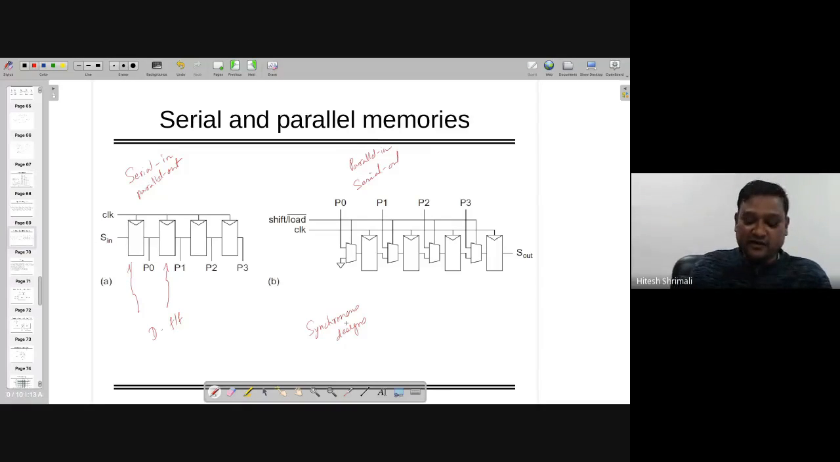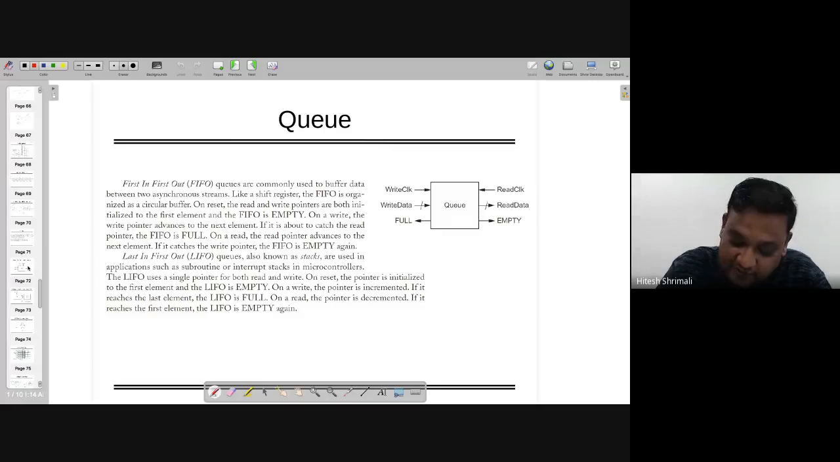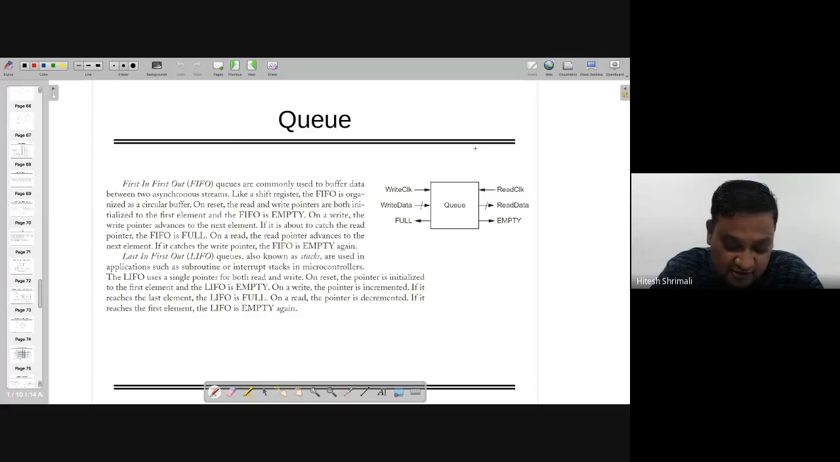If you want, you can go further and have asynchronous design also, to have serial and parallel memories, right? For completeness, there is one more thing which is called Q. Q memory has FIFO and LIFO, meaning first in, first out, where you might have various inputs like write clock, write data, read clock, read data. These are the handshaking signals which are used in most of the microprocessors and computer organization.